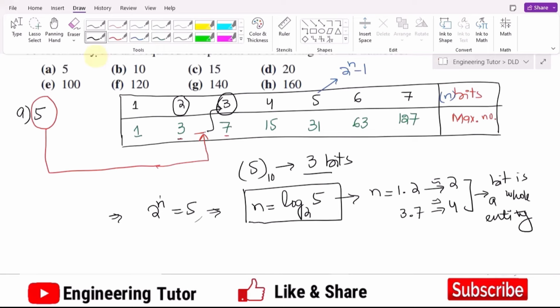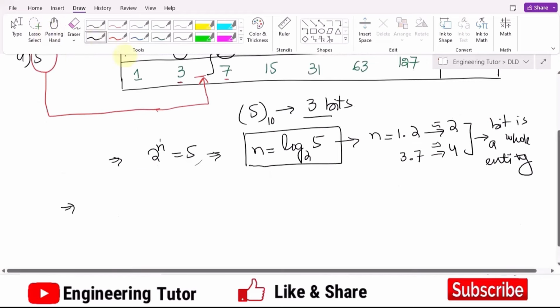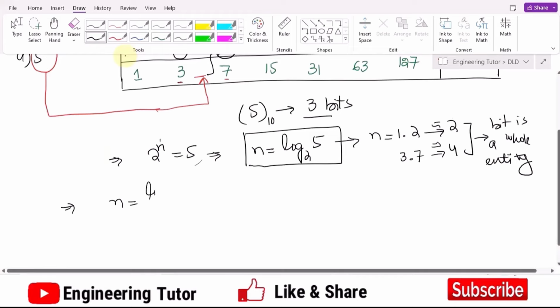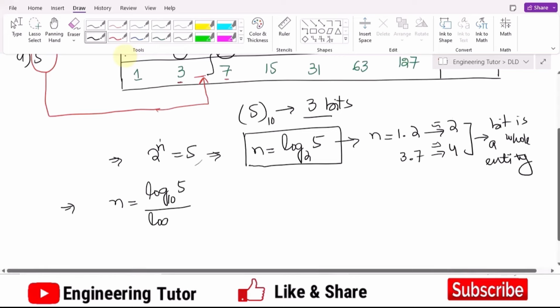So in order to calculate the number of bits for this 5, you have to calculate log base 2 of 5, but if you look at the calculator, there is no log base 2; you will always get log base 10. So what do you have to do? If you want to calculate log base 2 of any number and you don't have log base 2, you have to use the log base 10 of that number and divide it by the log base 10 of 2.